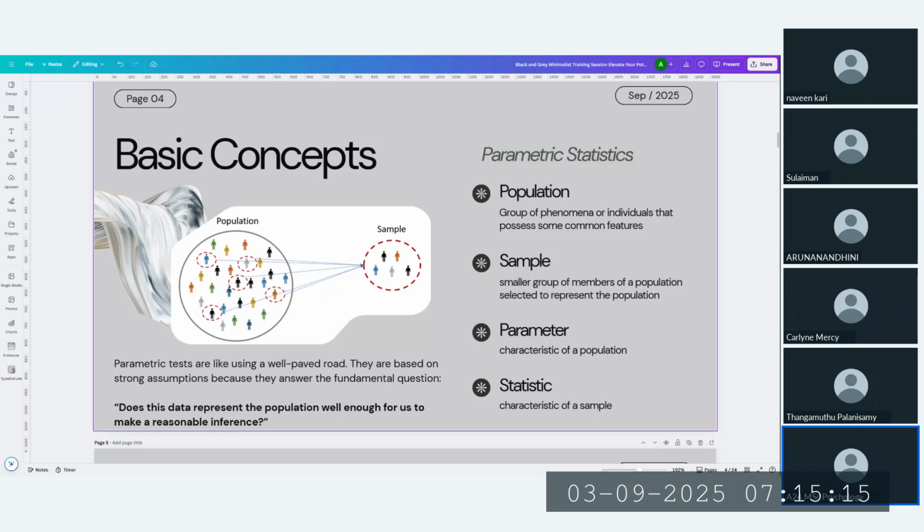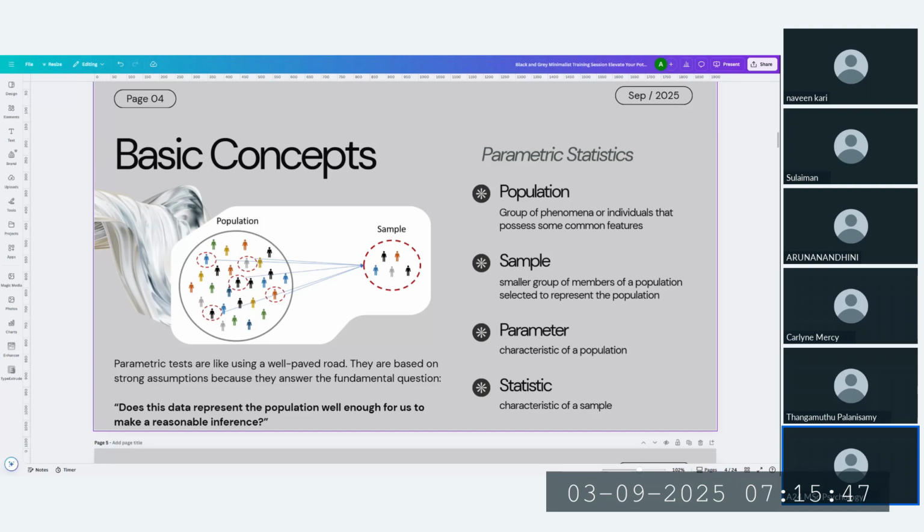The question you are going to answer is, does this data represent the population well enough to make a reasonable inference? That means if I say that depression in adolescents is primarily due to mobile use, if that is my hypothesis, is that data good enough to represent such a hypothesis? That is the question. So parametric statistics deals with the population.